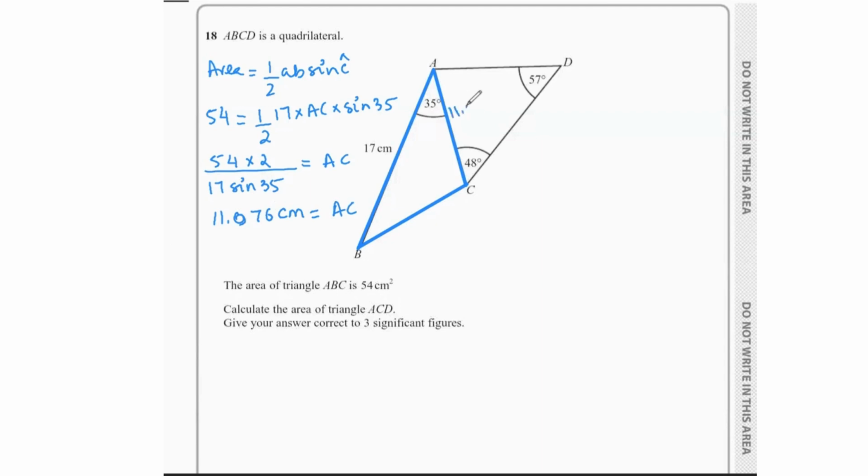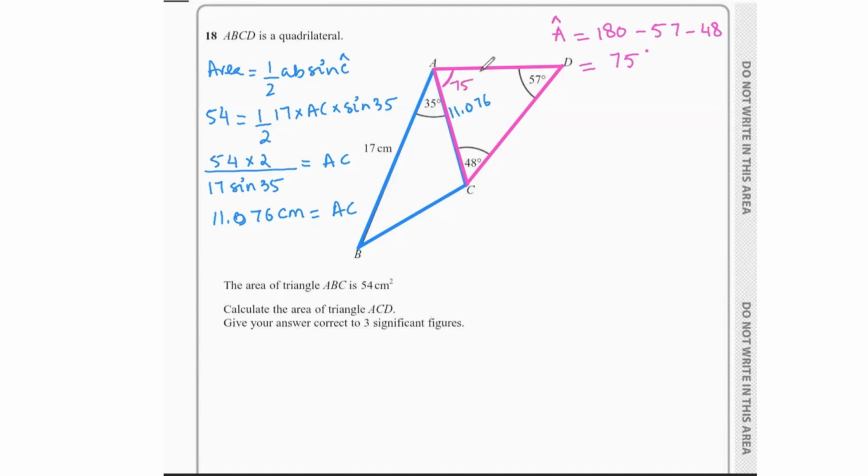So 11.076. If you look at the next triangle, A, D, C. In this triangle, we can see that we have two angles and a length. We can easily find the third angle by subtracting 57 and 48 from 180, which is going to give us the value of 75. So we have the third angle now.